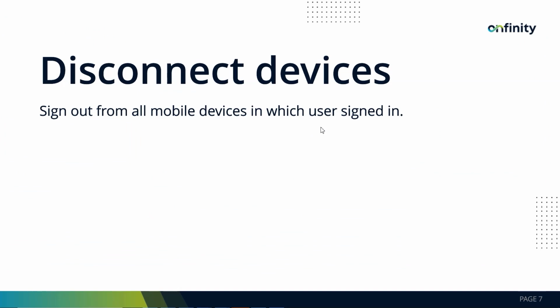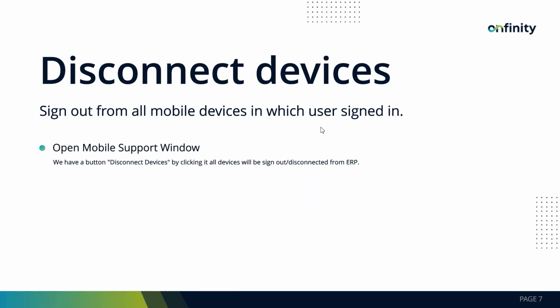The admin can disconnect any mobile device that is connected to or that is signed in to the Onfinity ERP. To disconnect a mobile device, open the mobile support window from the menu. Select the device for which you are going to disconnect. Open that record. Then, click the Disconnect Devices button and confirm it. That device will then be automatically signed out or disconnected from the Onfinity ERP.